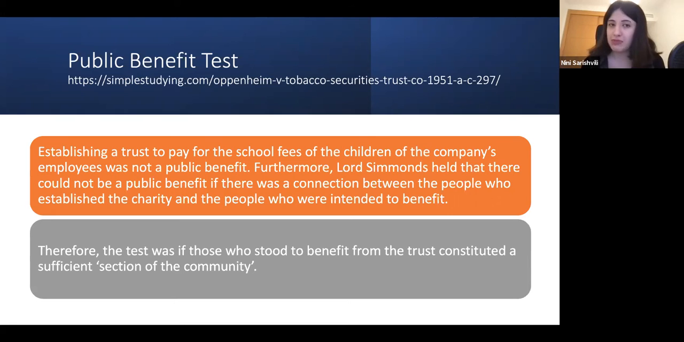There has to be a public benefit test. So here we don't have the certainty of objects element that we have for other trusts, but we have a public benefit test that has to be satisfied. Therefore, the test for public benefit is whether the trust benefits a sufficient section of the community.